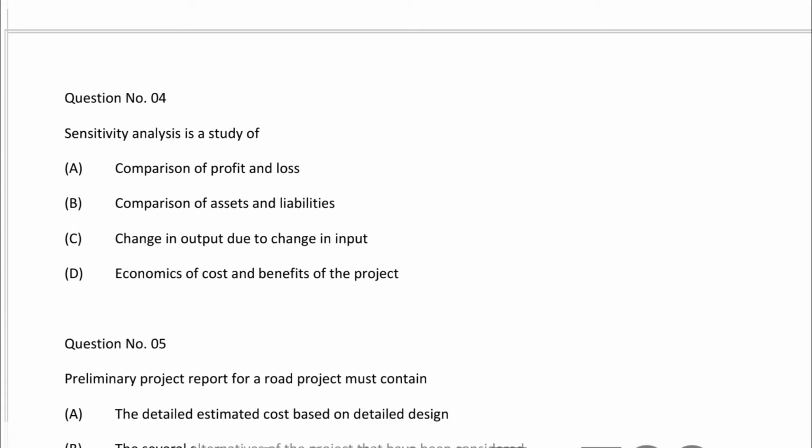So next question, sensitivity analysis is the study of: option A, comparison of profit and loss; option B, comparison of assets and liabilities; option C, change in output due to change in input; option D, economics of cost and benefits of the project. So the correct answer is change in output due to change in input.